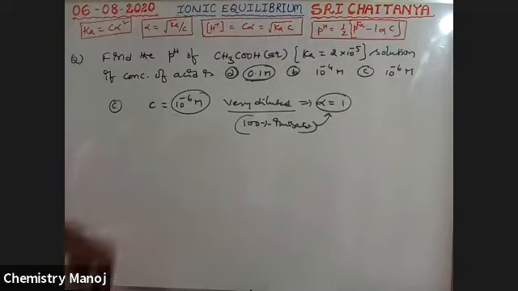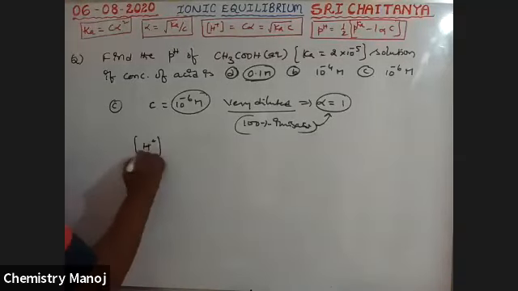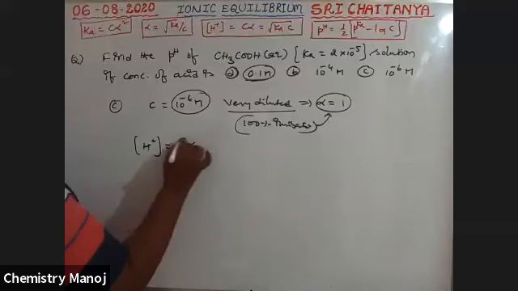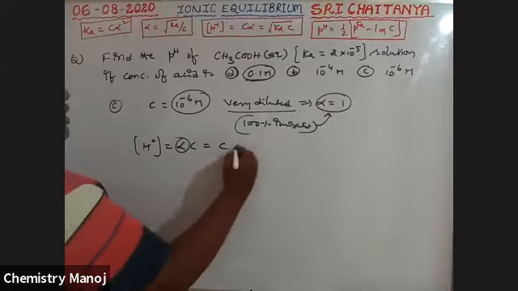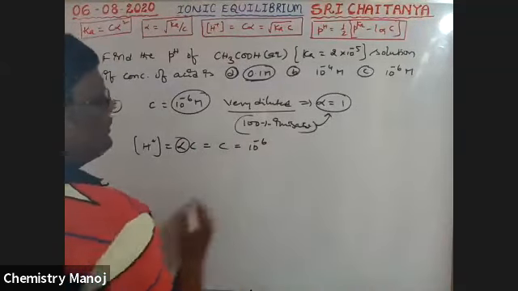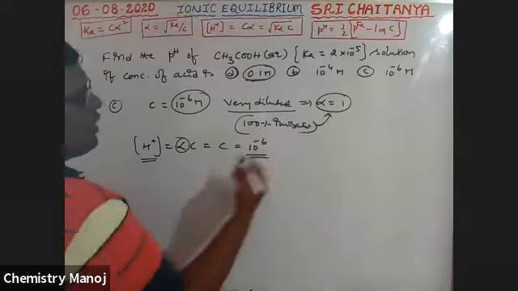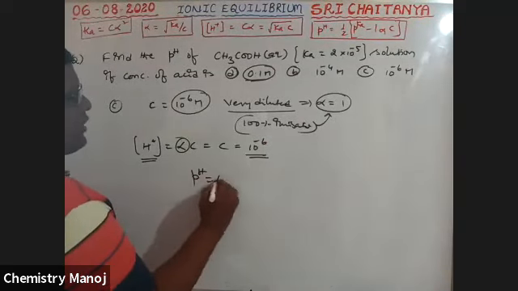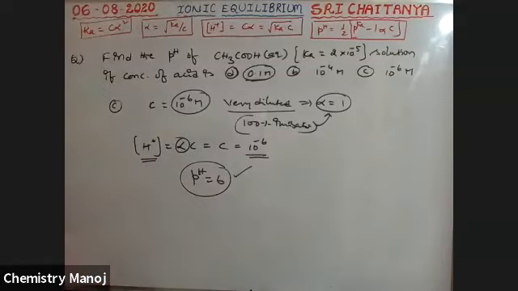So this is the concentration. Therefore, H plus concentration is equal to C alpha. So alpha is equal to 1, which is equal to C. How much is the C value? That is 10 power minus 6. Therefore, H plus concentration is 10 power minus 6. Therefore, pH is equal to 6.